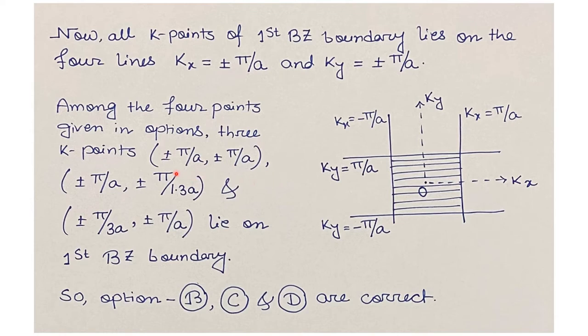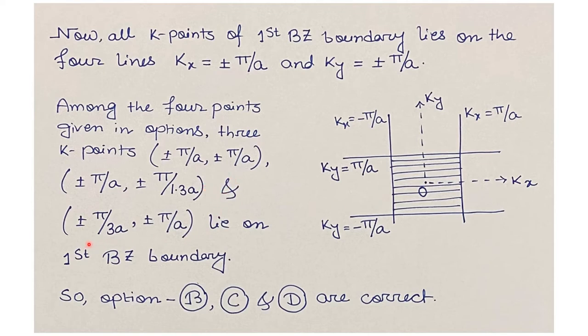The second option was plus minus pi by a, comma plus minus pi by a. So these are 4 points. These 4 points are here at the corners of the square, lying on the boundary of the first Brillouin zone. So this is a possible answer. Then the third option, plus minus pi by a, comma plus minus pi by 1.3a, these points are lying somewhere like here, here, here and here. So these 4 points will lie on the boundaries. So this is also a possible answer.